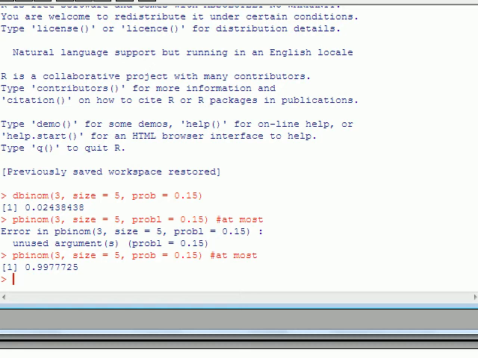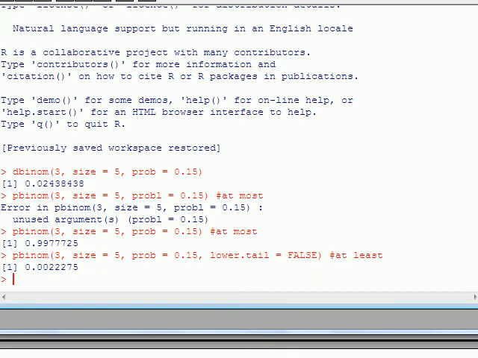Now what if I want to do at least? Same calculation, but this will be at least. But I just specify that the lower dot tail equals false. This will be at least 3 games. That would be, I might win 3 or 4 or 5 games. Highly unlikely, right? And that's what I get. And as you expect, those 2 numbers add up to 1.